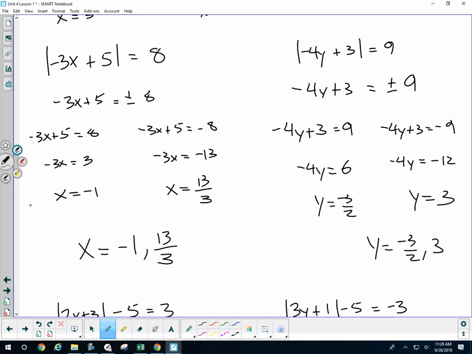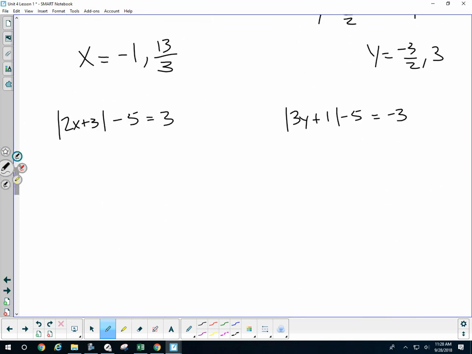Yeah, you can leave it as that. Yeah, that's fine. The decimal, if it's not a repeating decimal, then it's fine. The only thing different about these guys, we have to isolate our absolute value first, not our variable.